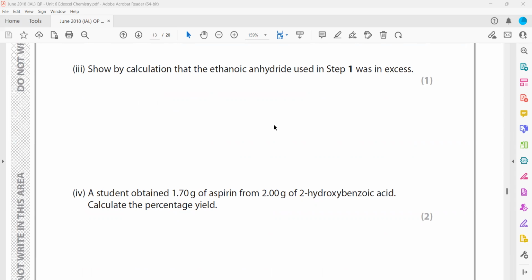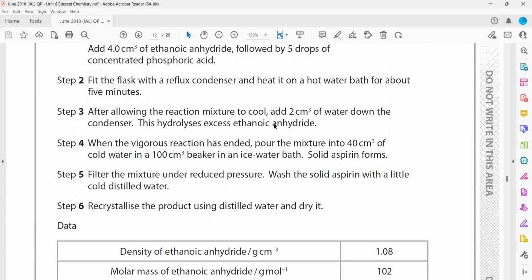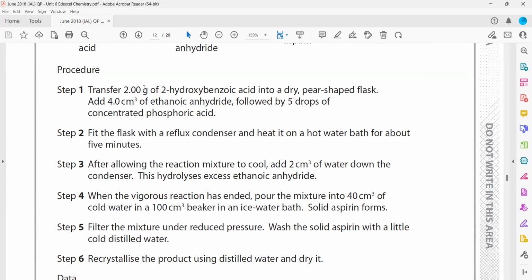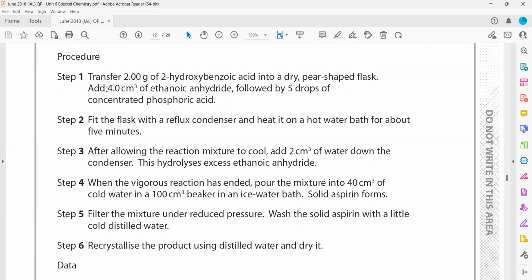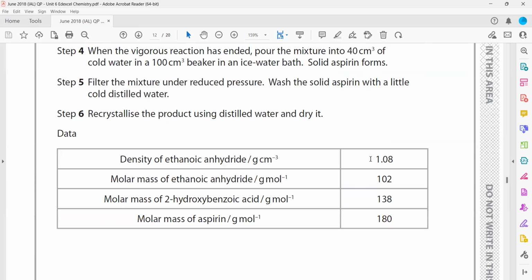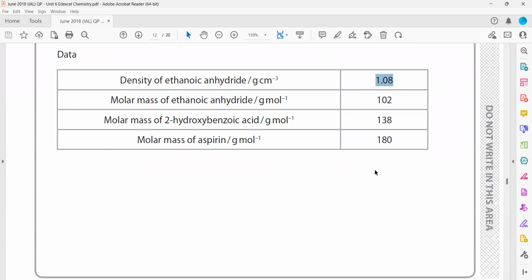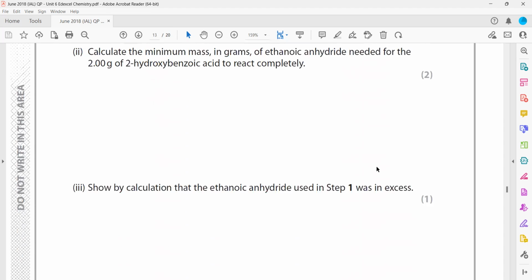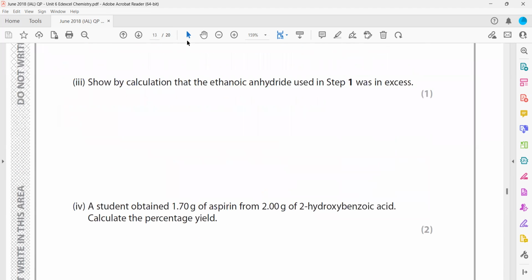Or there is also another way to check. You have in the question 4 cm cube of ethanoic anhydride is used. So using this 4 cm cube and the density, you can work out how much mass is used and compare this mass with how much mass is reacted. So both ways are acceptable. You can do it either way, as density is mass over volume.